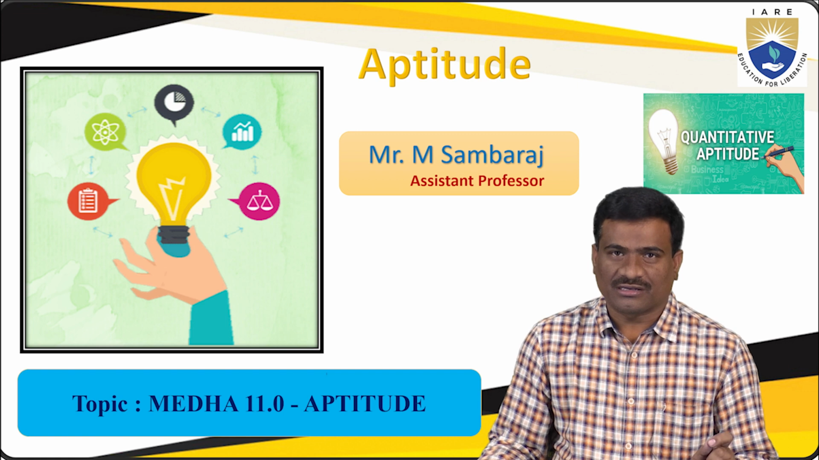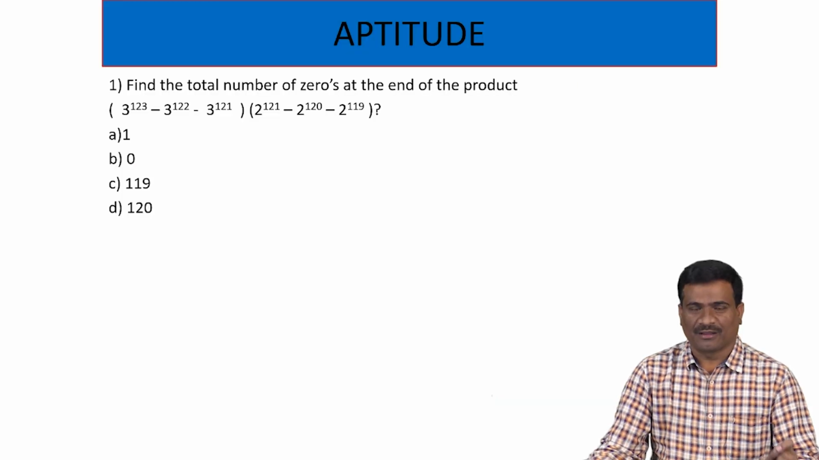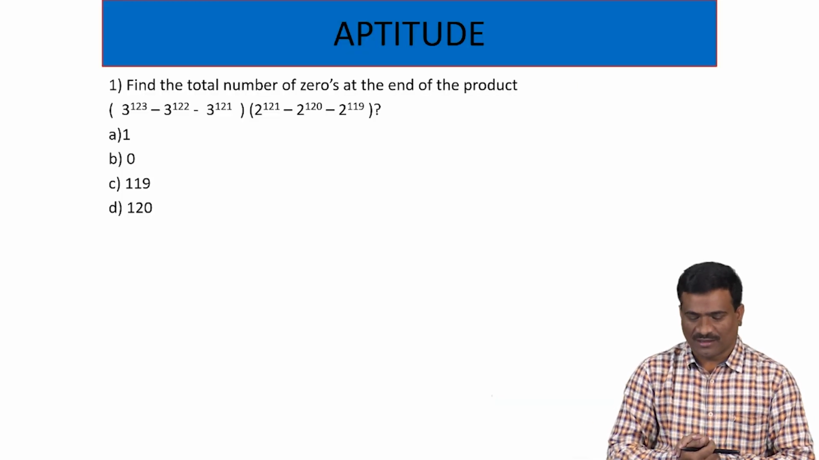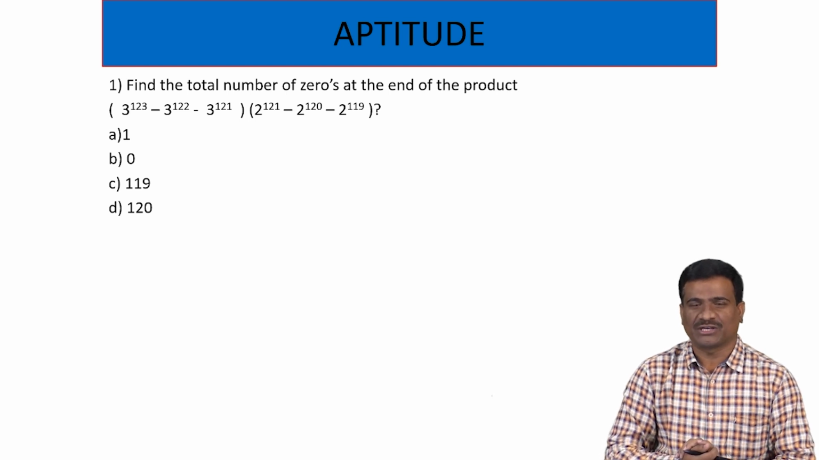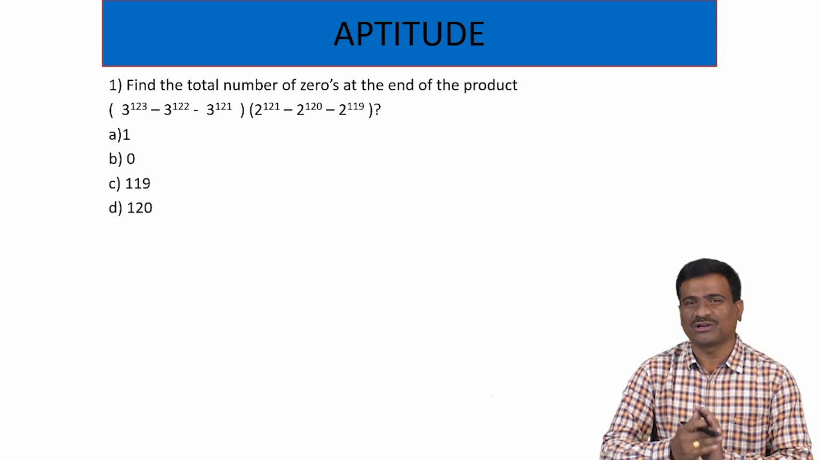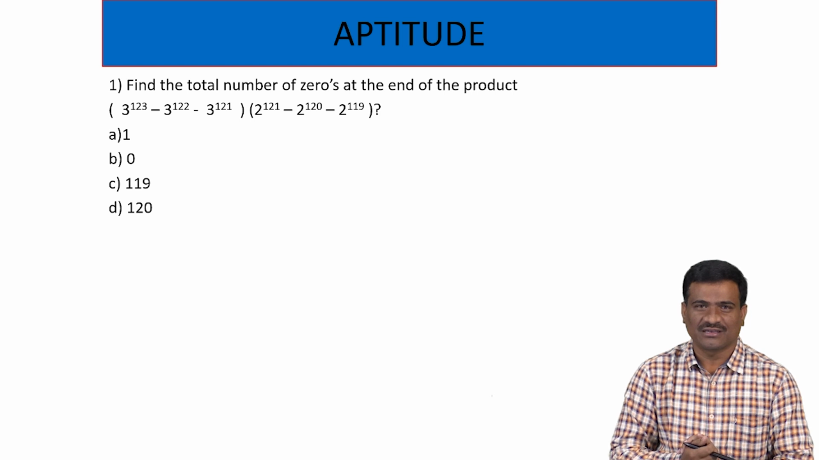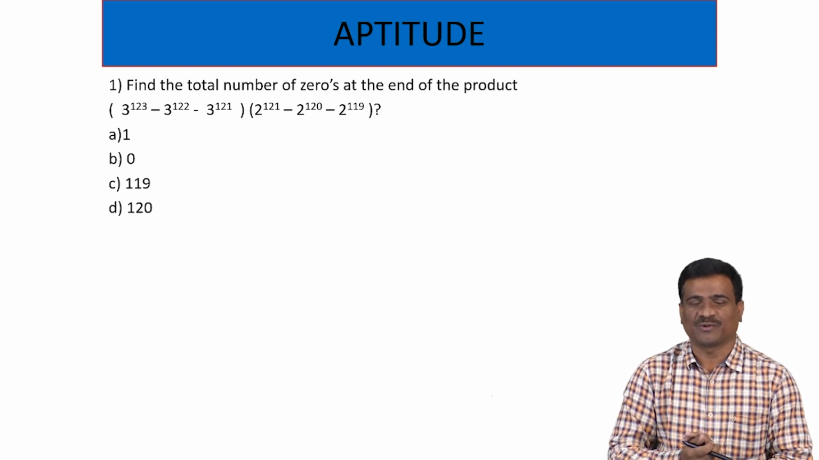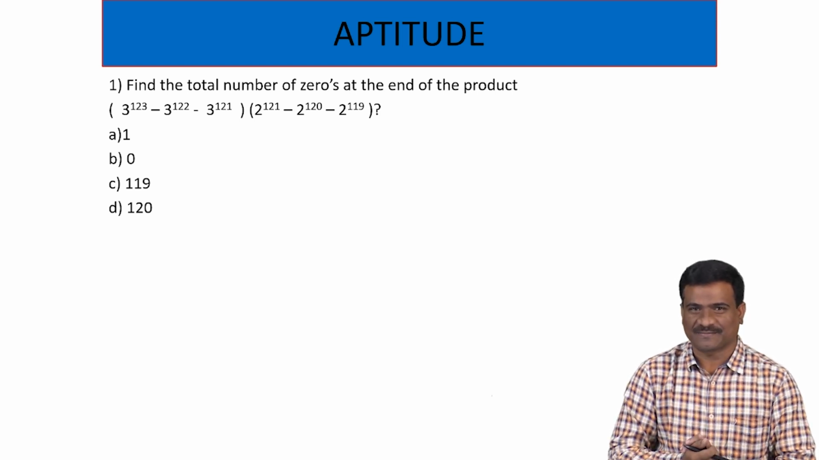Exam paper solutions. Number 1, first example, which belongs to quantitative aptitude. In total we have 20 questions: 10 questions are only the quant part, the remaining are the logical part.